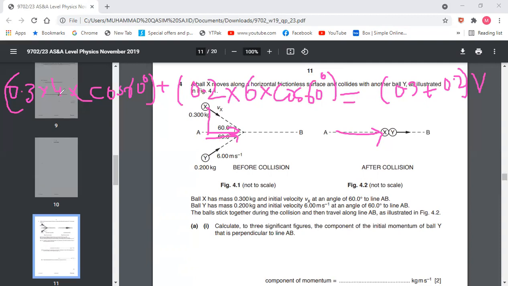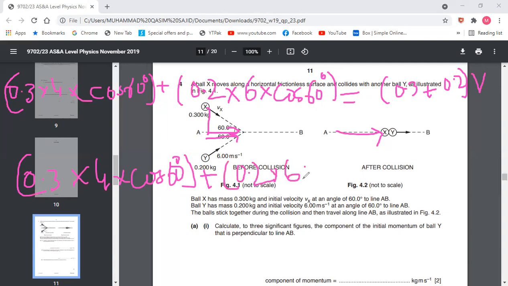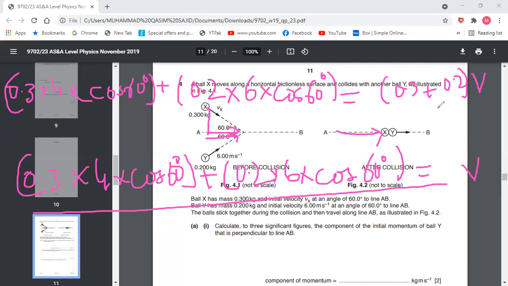Let me calculate it quickly. So this value must be 0.3 into v into 4 into cos 60 plus 0.2 into 6 into cos 60 equals to v. Then this must be divided by 0.3 plus 0.2.